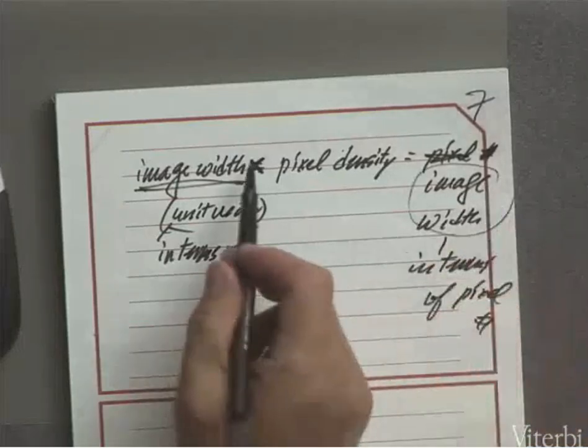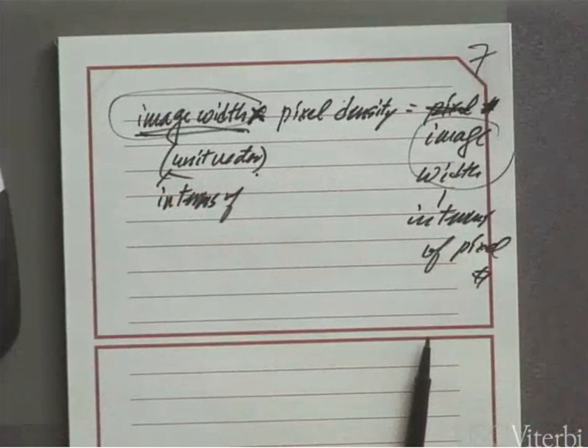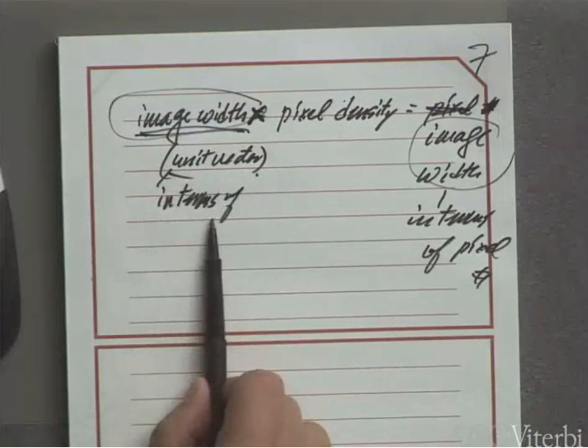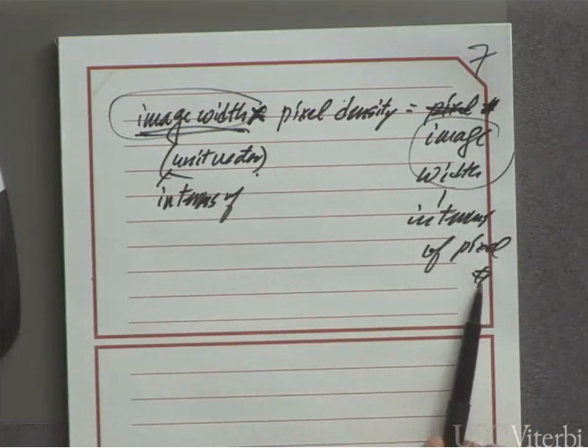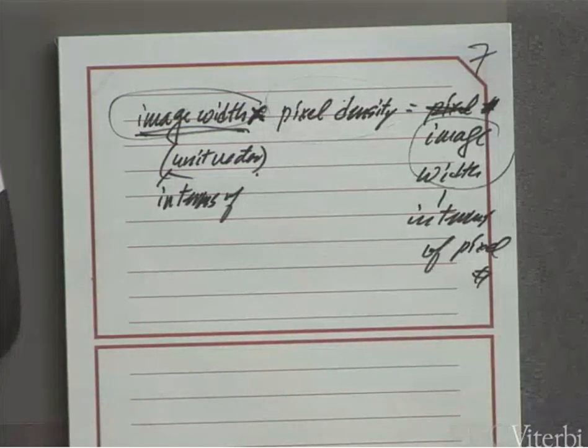So we can talk about image width with two units. One is in terms of the coordinate unit length. One is in terms of the pixel numbers. Okay, and they are related to the pixel density.